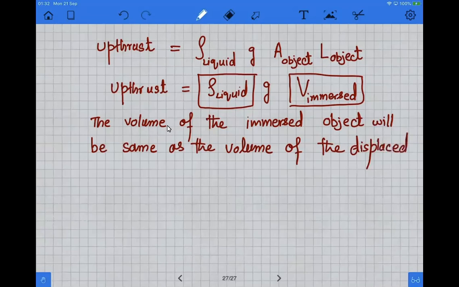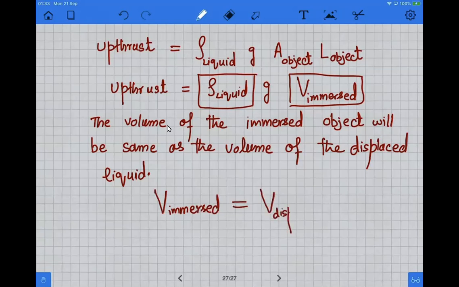Now, if you go back to your O level, you remember that you use this concept to find the volume of irregularly shaped objects. When you have to find the volume of an irregularly shaped object, you dip it in water and you use the concept that the volume of the liquid displaced is equal to the volume of the object that is immersed. So the volume of the object immersed will always be equal to the volume of the displaced liquid.